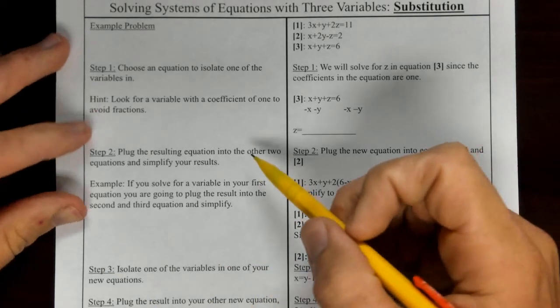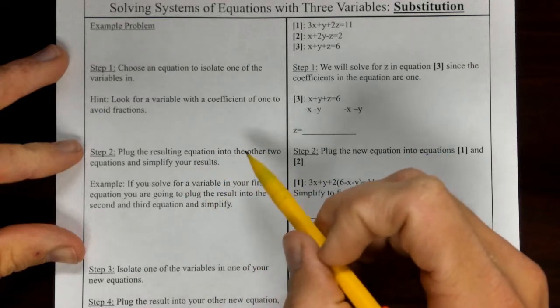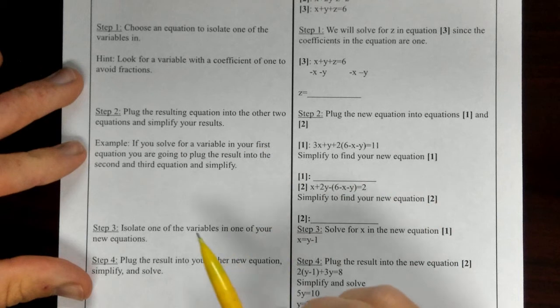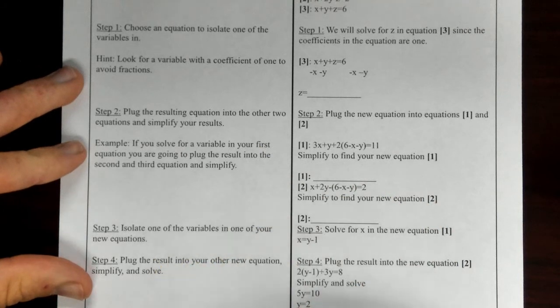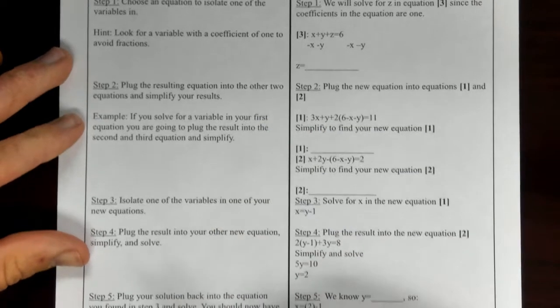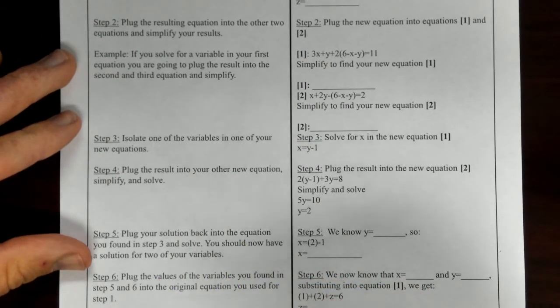I'm going to figure out what one of the variables is. Step number 2, once I know what that variable is, I'm going to plug that equation into the other 2 equations and simplify my results. When I do this, I'm going to be able to isolate one of my variables in my new equation, and then once I have that, I can plug that result into another equation and solve. Right? So I'll be able to solve for one given variable.